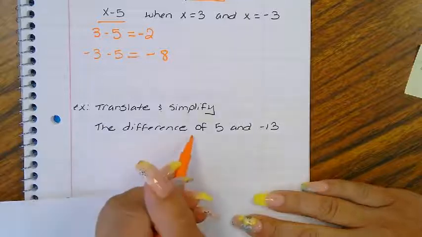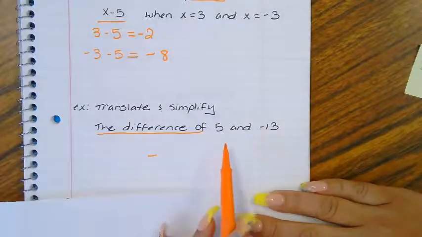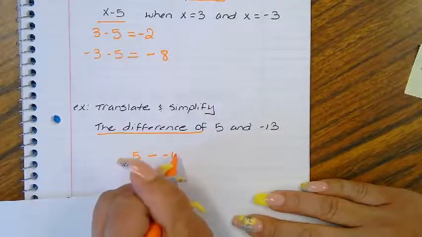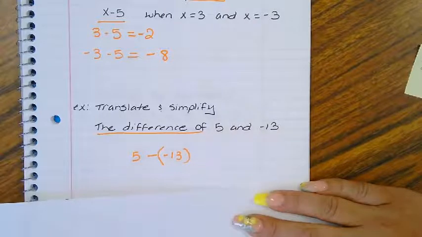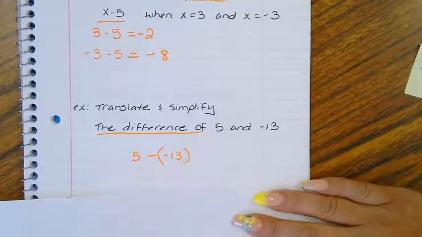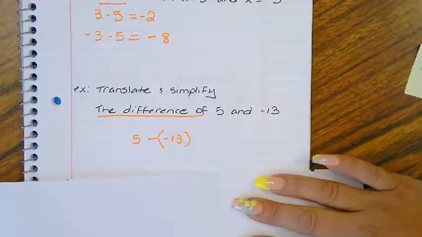So the difference of would be subtract, right? And it wants the difference of 5 and negative 13. Okay, so it would be written like that. That would be your first answer. Remember, you're going to have 2 boxes for these ones. It's going to be your first answer, 5 minus negative 13.